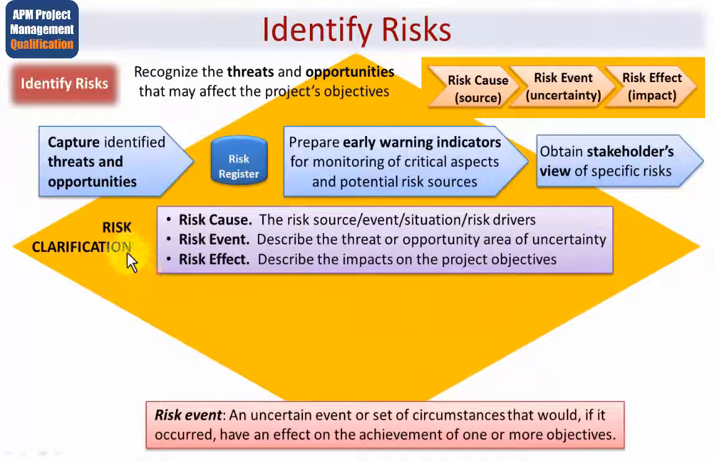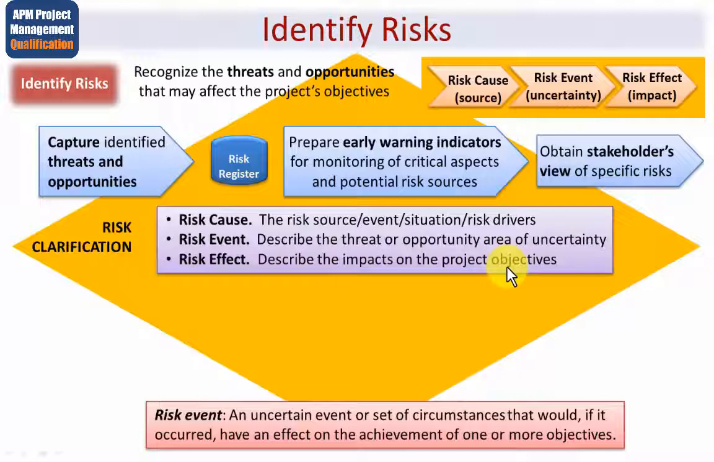You see, for risk clarification, there are three elements: risk cause, risk event, and risk effect. The risk cause is the source of the risk. The risk event is where the uncertainty comes in, and the risk effect is the impact on the project. So the risk cause is the source, or the event or the situation, often known as the risk drivers. I'll give you a simple example in a minute, and this will become clearer. The risk event itself describes the threat or opportunity area of uncertainty, and the risk effect is in fact the impact on the project objectives.